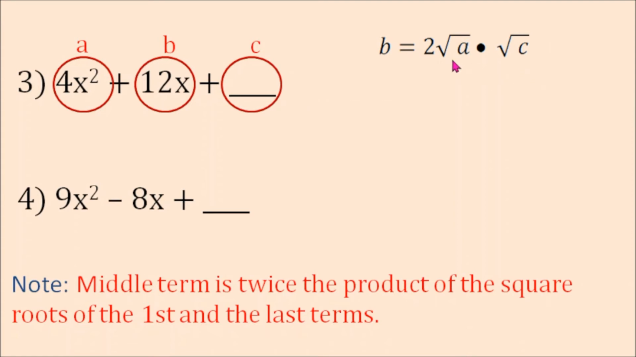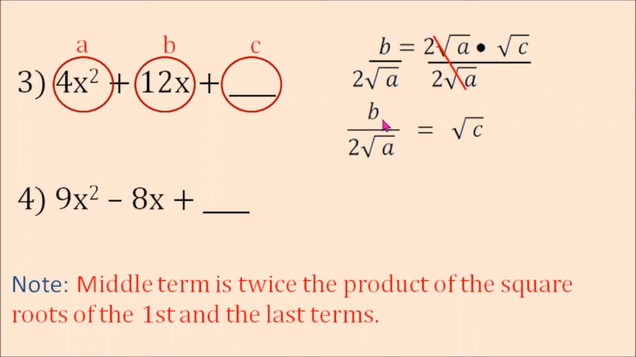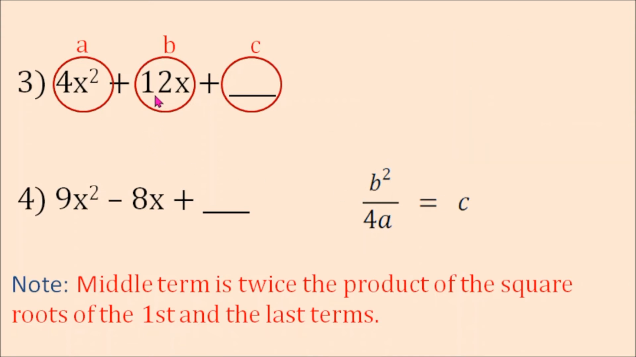Now we are going to divide both sides by 2 square root of a. Now this 2 square root of a cancels out, so we have now b over 2 times square root of a equals square root of c. Now to get rid of the square root sign, we square both sides, and therefore we have this formula. To find c, we square the middle term, the b, and then we divide by 4 times the first term. So square of 12x is 144x squared, and 4 times 4x squared is 16x squared.